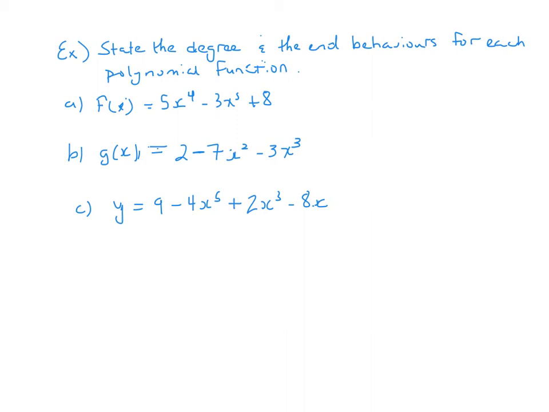All right, I have a quick example here where we're going to just state the degree and then the end behaviors. And I'm just going to use the Q notation for these, Q1, Q2, Q3, and Q4, just because it's so much quicker to write.